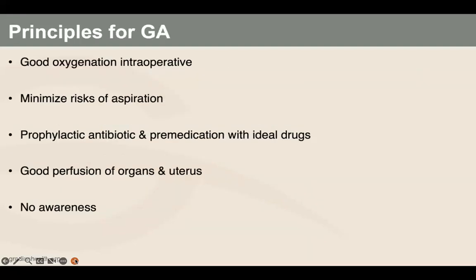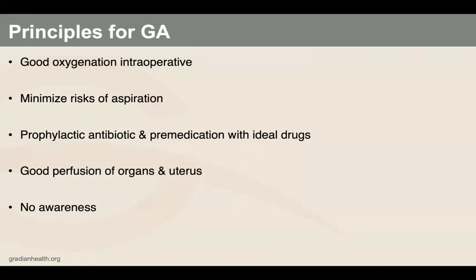Okay, so the principles: you need good oxygenation intraoperative. That means you need to ensure that your oxygen source is handy. It could be in the form of pipeline oxygen, an oxygen cylinder, or even an oxygen concentrator, because the World Health Organization and World Federation of Societies of Anesthesiologists have recommended that oxygen should be made available for any hospital providing obstetric anesthesia.